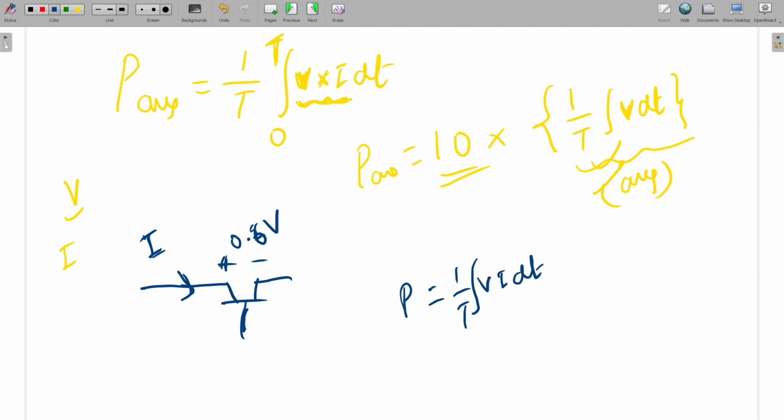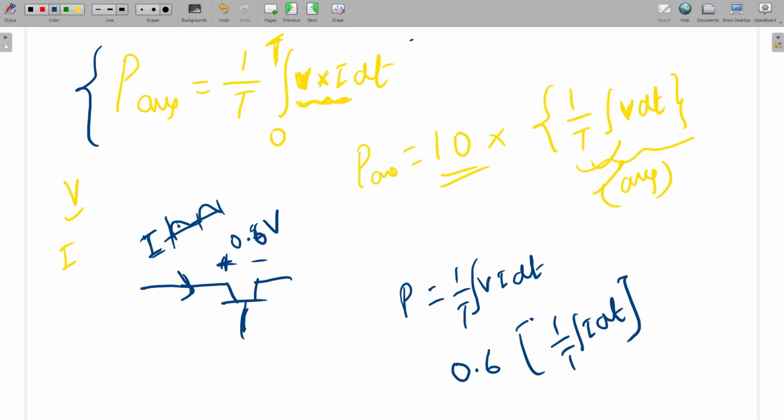Here the voltage is constant, and some current is flowing through it. So I will take the voltage, 0.6, outside, and what remains is the average value of the current. So this is what we should remember, the basic formula: in any scenario where one of the two is constant, we take the average of the other signal.